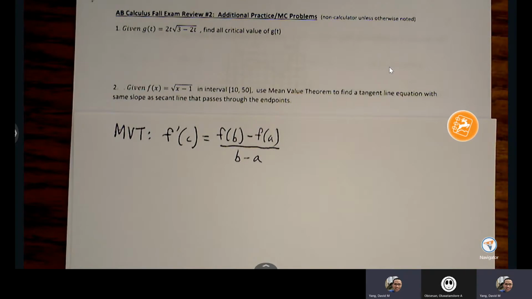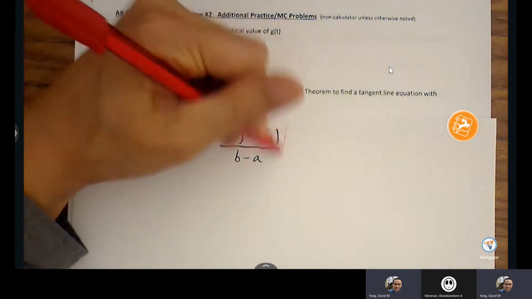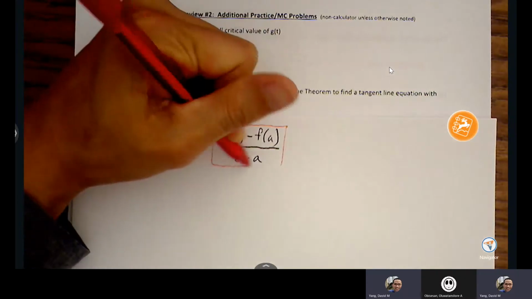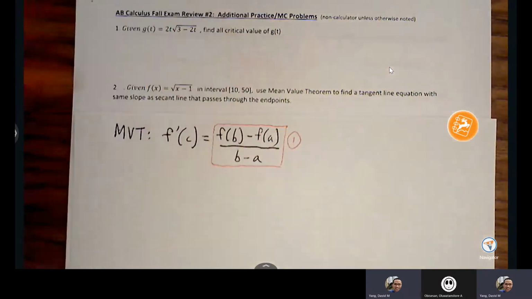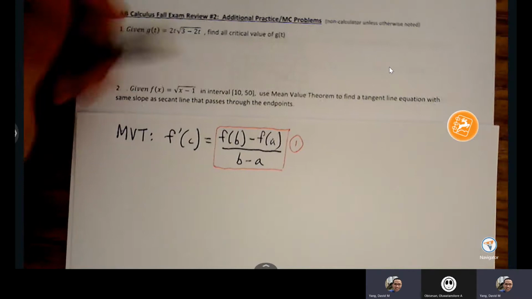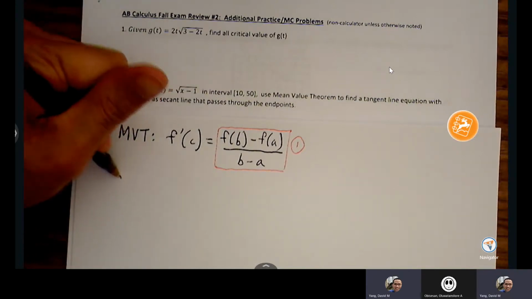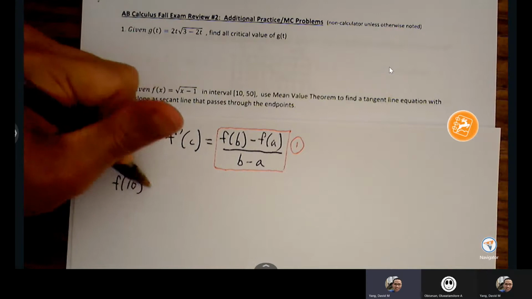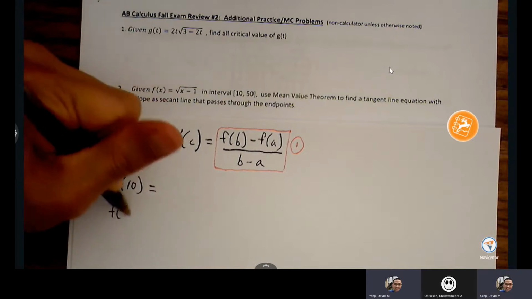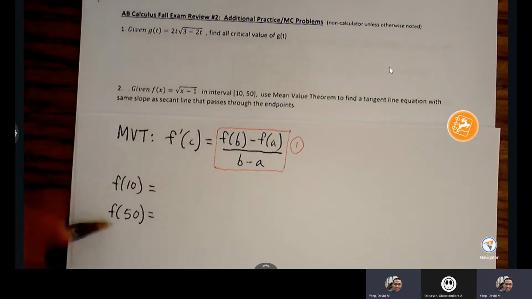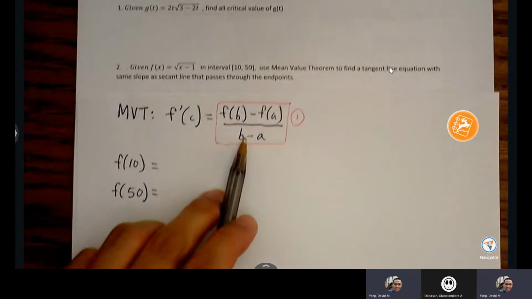Okay. First things first, we want to take care of the ordered pair. That's the first thing we want to do. So we have 2 endpoints here. We'll find f of 10. We'll find f of 50. And from that, we can help find the slope between the endpoints.